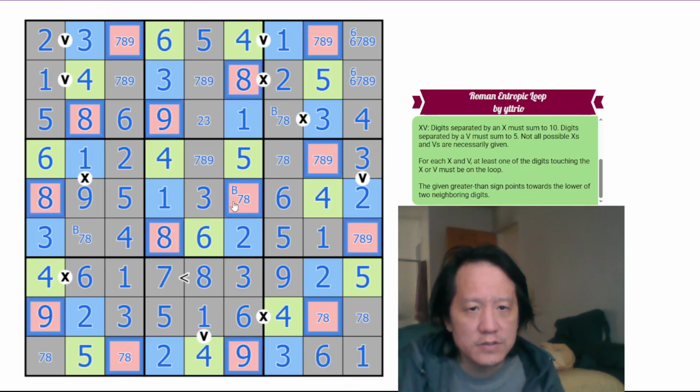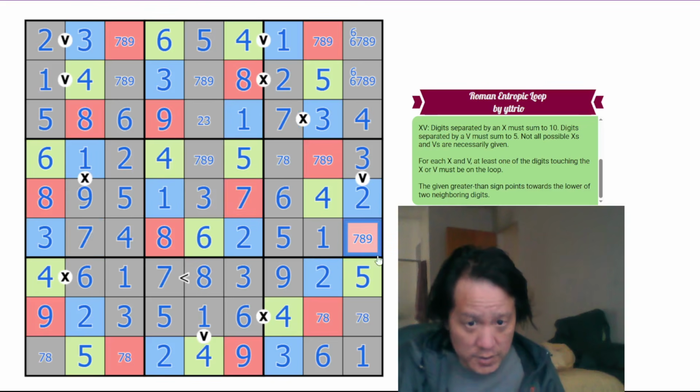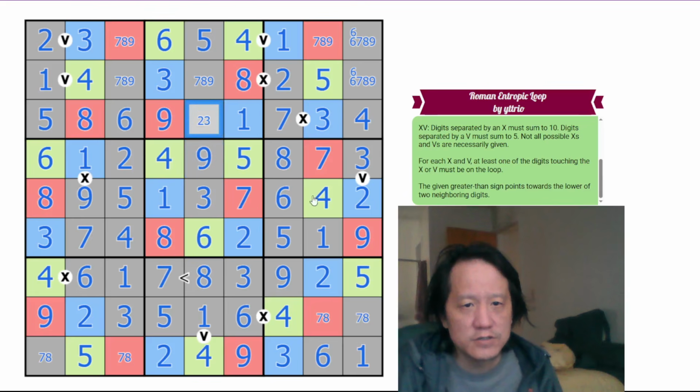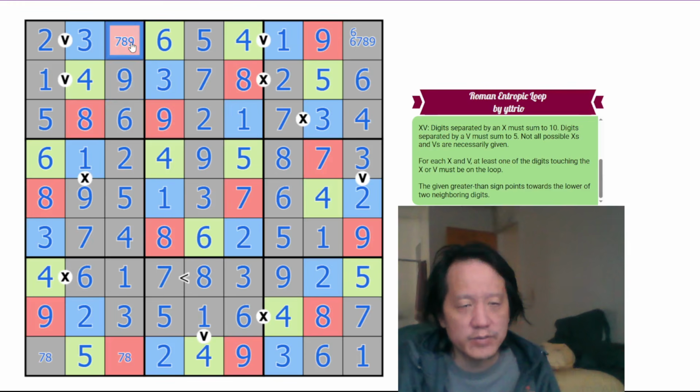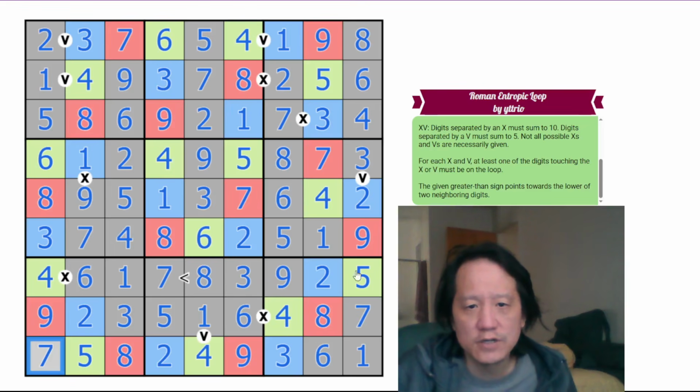And the B's are 7. This can't be 7 or 8, it's 9. This can't be 7, it's 8. This can't be 8 or 9, it's 7, which forces this to be 9. This is a 2. 7 eliminates 7 here, so it's 8 and 7, which makes this 9. 6 cannot be here, so 6 is here. This can't be 8 or 9, it's 7. That makes this 9. That makes this 7, which makes this an 8. 7 eliminates 7 here, so it's 8 and 7. And that's the solution.